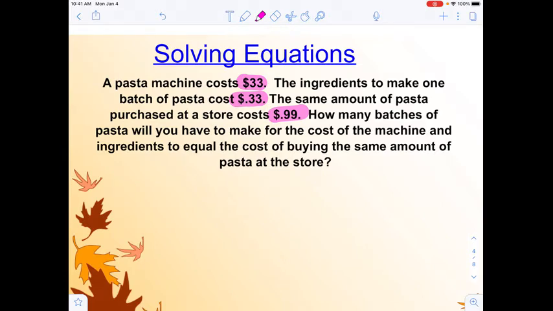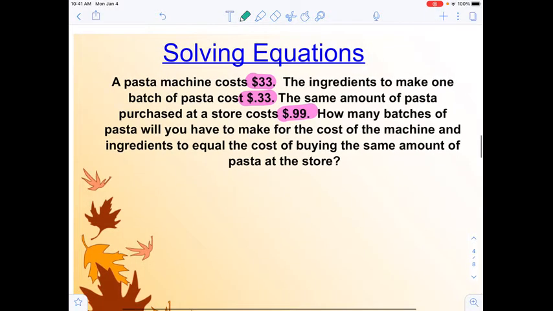So what we're comparing here is buying a pasta machine and making our own pasta with our own ingredients, or just buying the box pasta at the store. We're figuring out how many batches we would have to make before these two are equal. So I know I'm going to set them equal to each other. And I'm going to first start with 99 cents times x, because that would be the batches of pasta for the pre-bought boxes. So 99 cents per box times how many boxes?